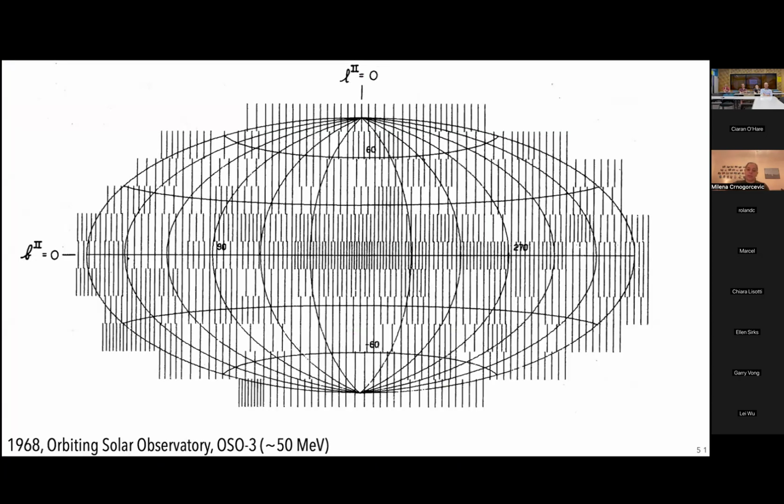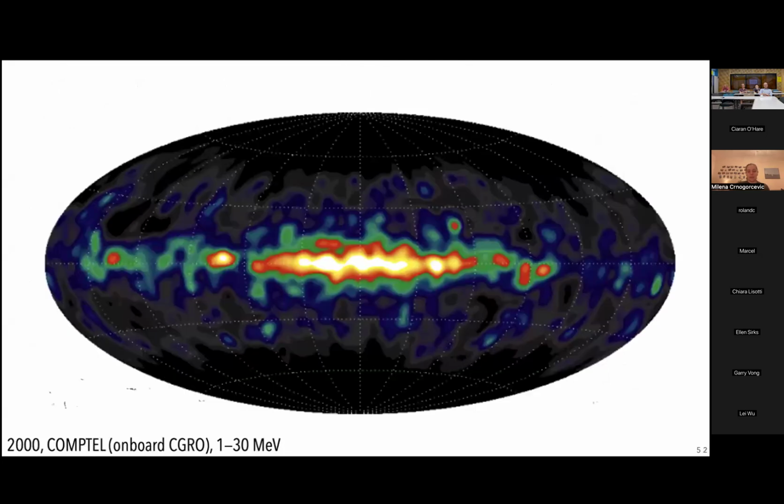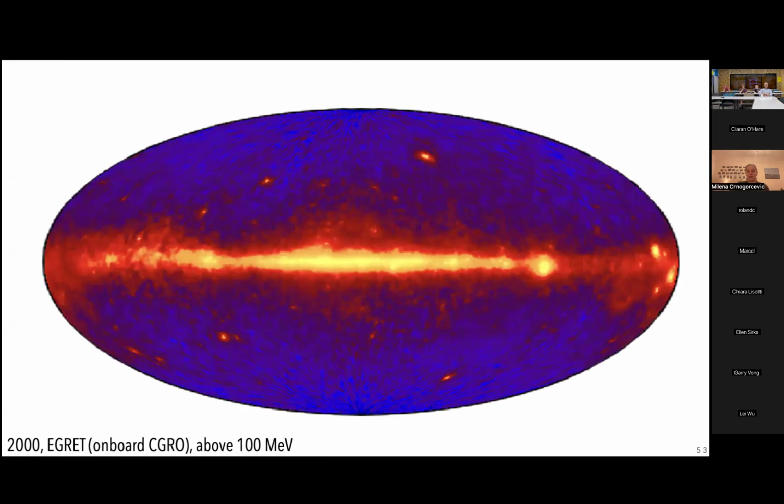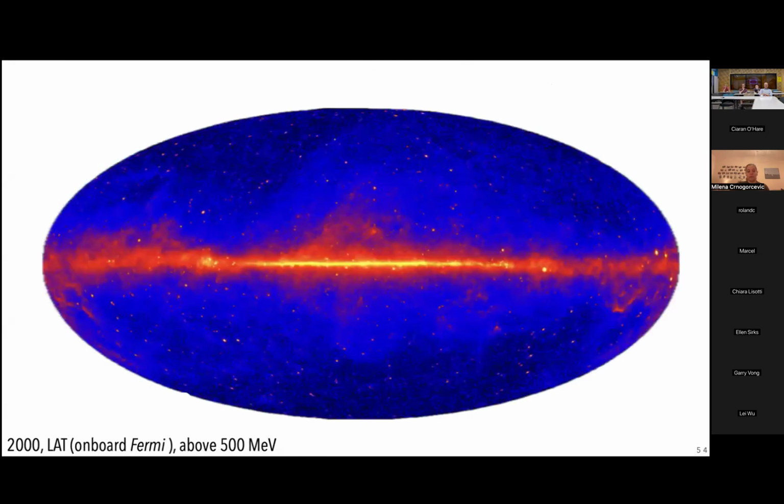Then I also want to bring to you a little bit of gamma ray astronomy history. Here's a plot from 1968 from the Orbiting Solar Observatory at around 50 MeV. And I love this plot. It doesn't really show the photons, but shows the density of the gamma ray observations, indicated by the density of lines, that have improved so much in the last decade. So here we have COMPTEL in 1 to 30 MeV, EGRET, and this beautiful Fermi-LAT, this should be 2020, I apologize, which is above 500 MeV.